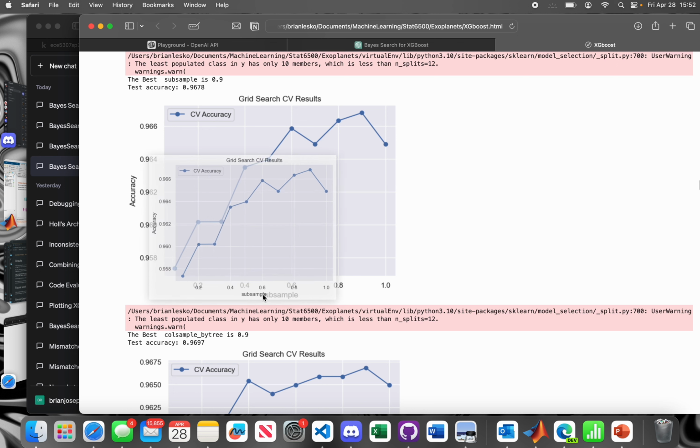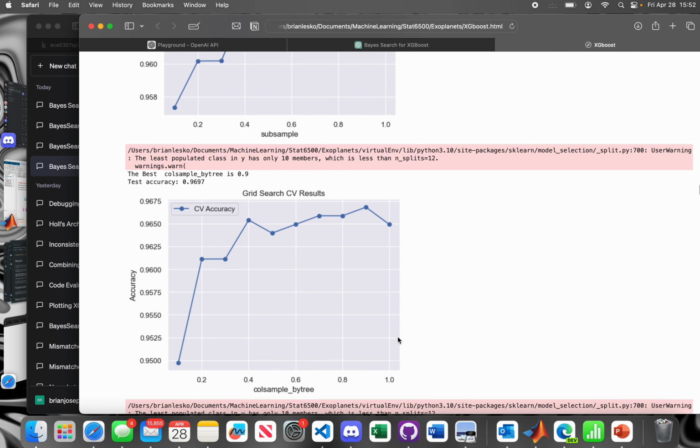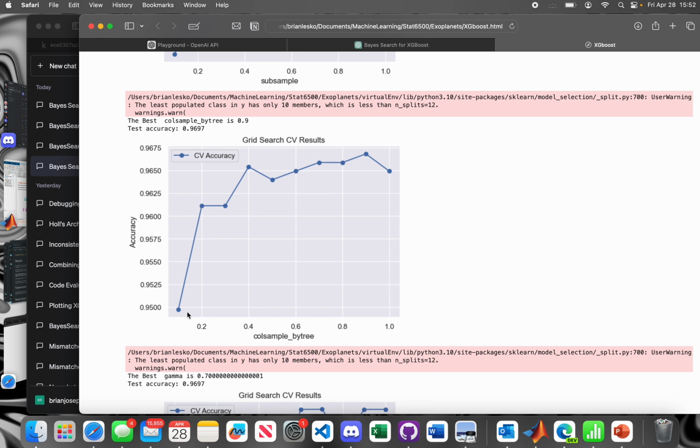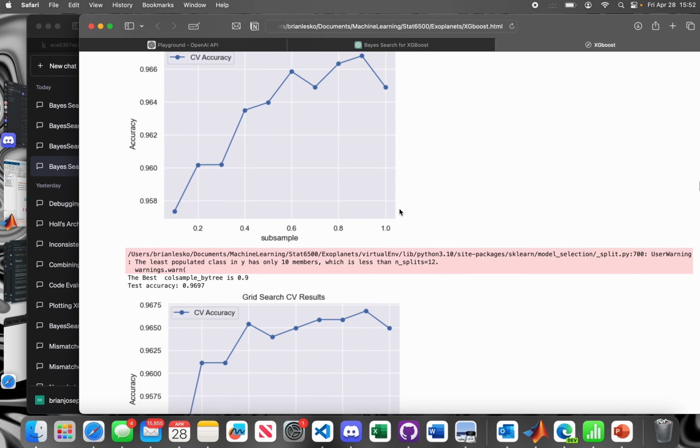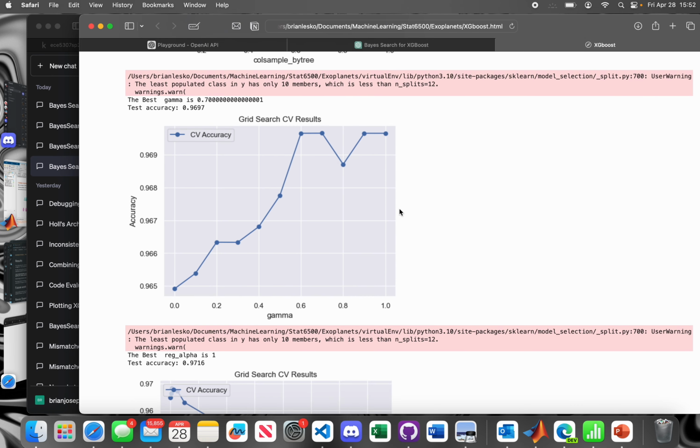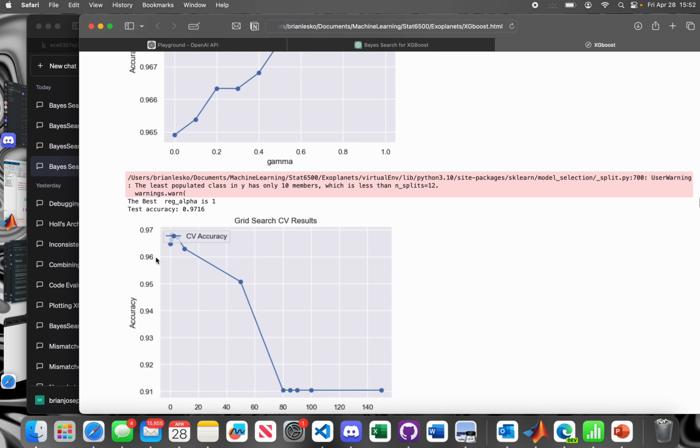Subsample is how many samples we're using, and the column space is how many features we're using. So the more features we use, from 0% to 100%, the slightly more accurate you're going to get, but the higher risk of overfitting. Gamma can also control overfitting, and so it's got the same kind of trend.